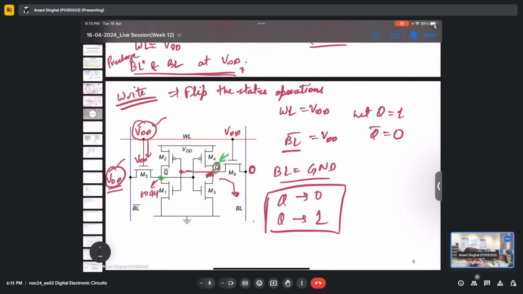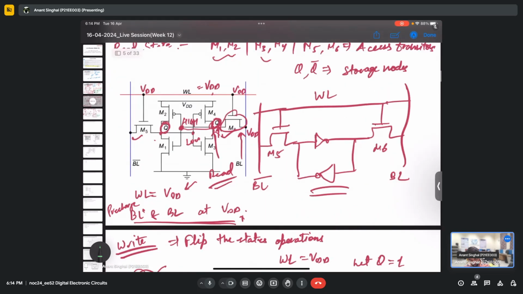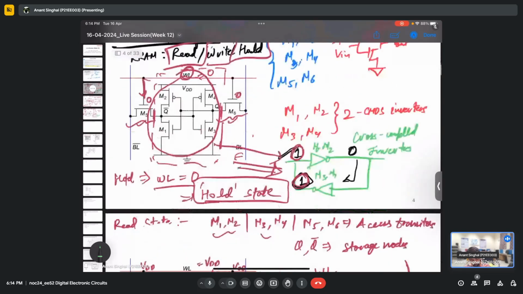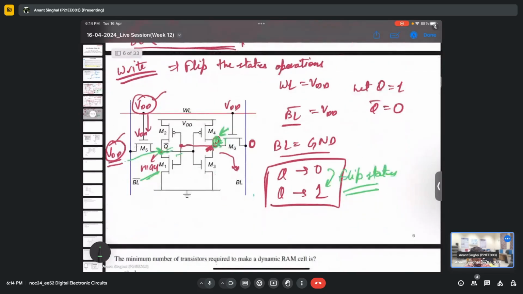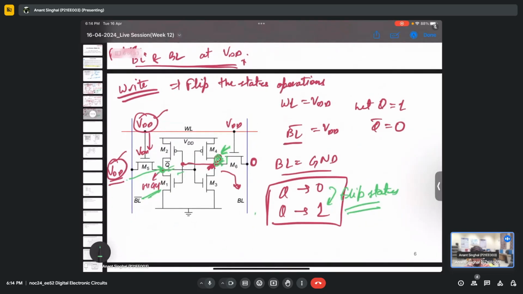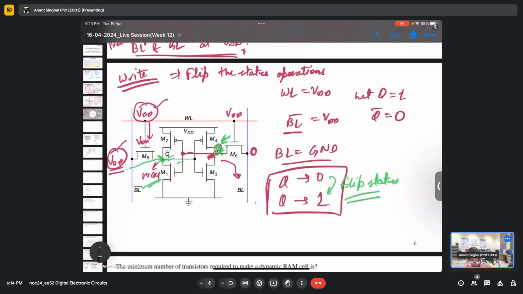So let's say we want to write Q as 1. Q complement became 0, and similarly once we applied the high voltage here, this Q will become 1. So this is how there is a flipping of state. If it had stored 0 before, it will store 1 now. This is also known as the write operation. So the correct option for this answer would be option A. If you have further doubts in this problem, you can ask in the chat box. Otherwise, we can move forward because it is completely theoretical again.